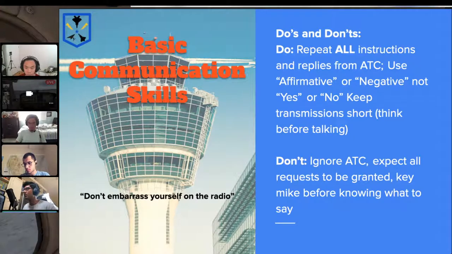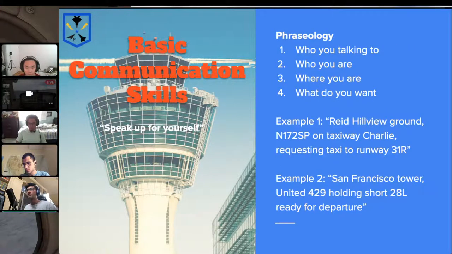Alright. Once again, follow the formula. Who we're talking to, Oakland Ground. Who we are, November 172 Papa Papa. Quick note, sometimes controllers and pilots will shorthand their call signs. You don't have to do this if you're a beginner, really.